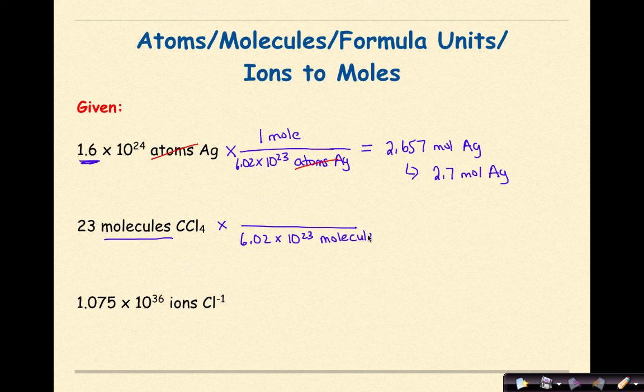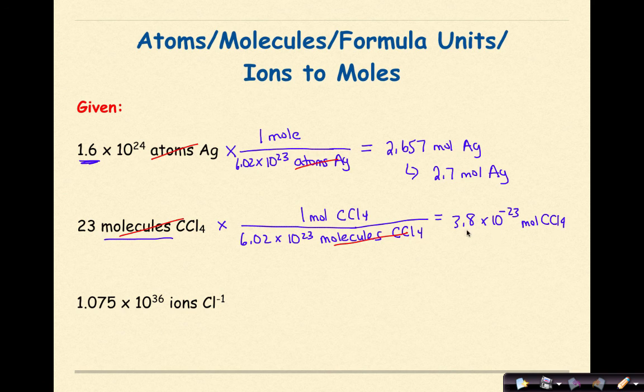And yes, you should write the whole thing out. Molecules of carbon tetrachloride on the bottom is equal to 1 mole of carbon tetrachloride. I want to make sure that my units cancel, so molecules cancels molecules. So 23 times 1 divided by 6.02 times 10 to the 23rd. I have my equal sign, and if I work this out, I'm going to get 3.8 times 10 to the negative 23 moles of carbon tetrachloride.